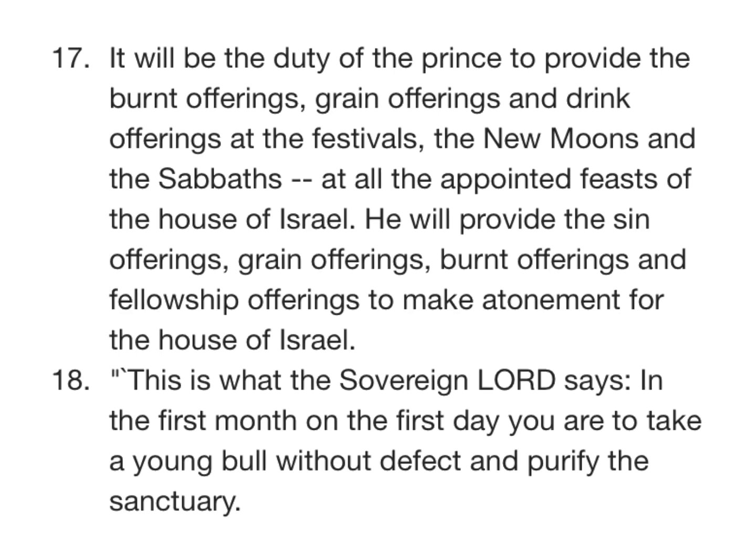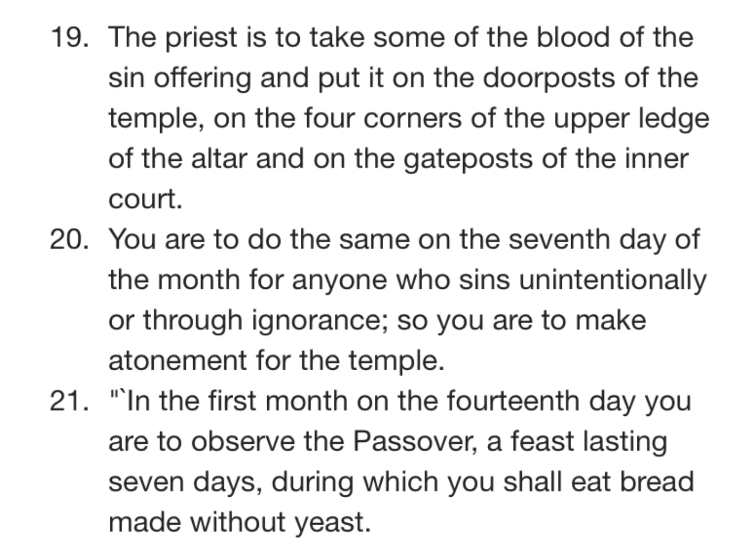This is what the sovereign Lord says. In the first month, on the first day, you are to take a young bull without defect and purify the sanctuary. The priest is to take some of the blood of the sin offering and put it on the doorposts of the temple, on the 4 corners of the upper ledge of the altar, and on the gatepost of the inner court. You are to do the same on the 7th day of the month for anyone who sins unintentionally or through ignorance, so you are to make atonement for the temple.